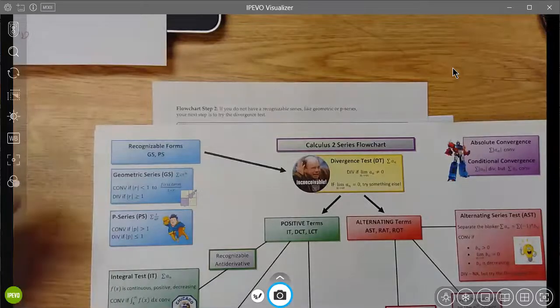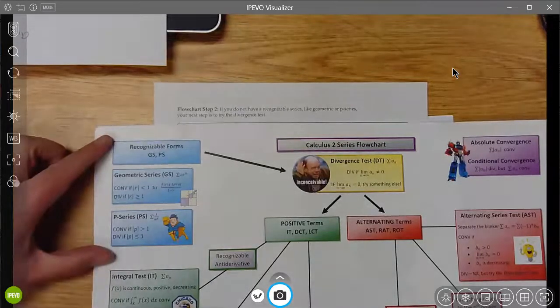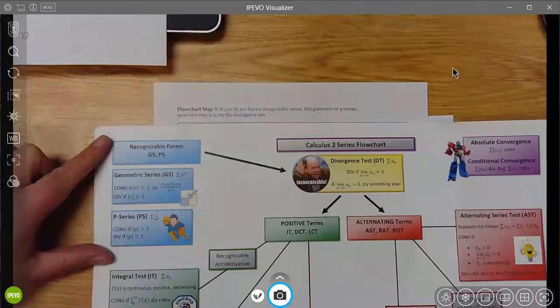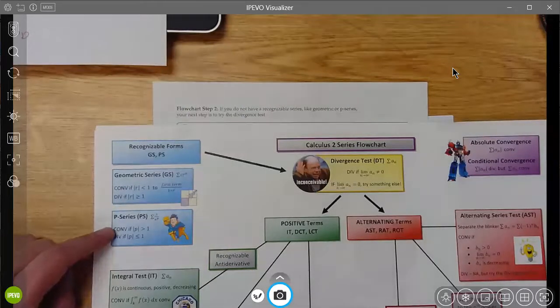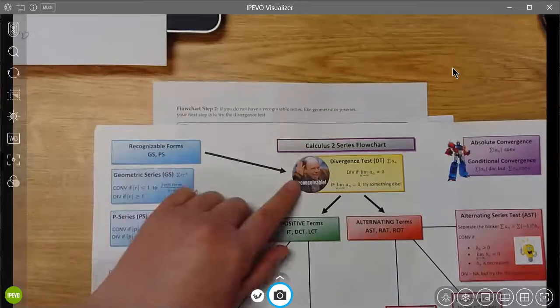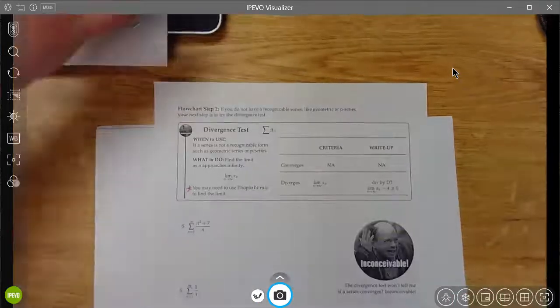The first step, if you're given a series and you're asked whether it converges or diverges, is to see if you have a recognizable form, either a geometric series or a p-series. If you don't have one of those, then step 2 is to move over to the divergence test. We're going to look at those details for the divergence test here.